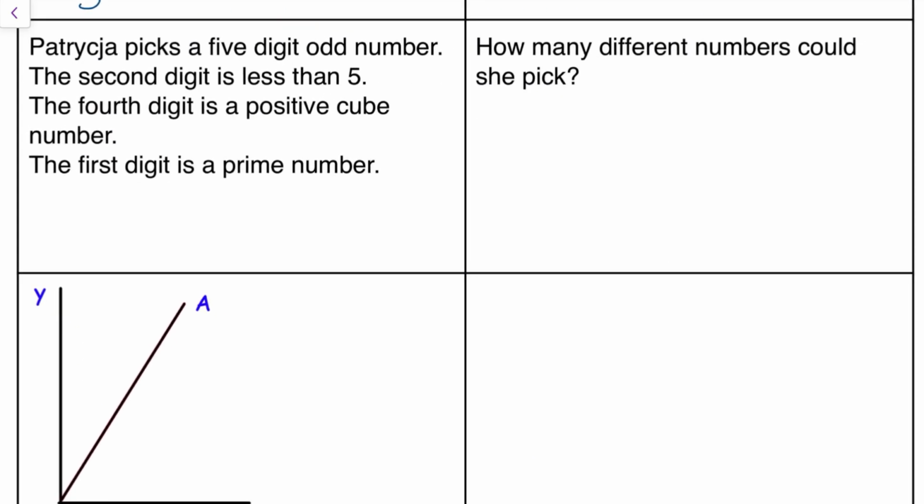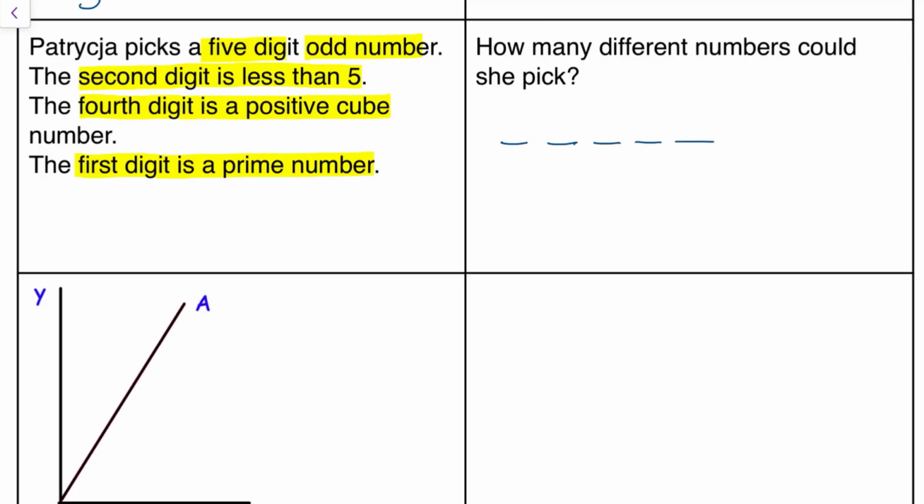So Patricia picks a 5-digit odd number. Now I'm going to highlight this. So 5 digits, odd number. The second digit, there's a whole load of things here. The second digit is less than 5. The fourth digit is a positive cube. And the first digit is prime. Wow, okay. Now, I've seen this type of question before. So basically, 1, 2, 3, 4, 5.